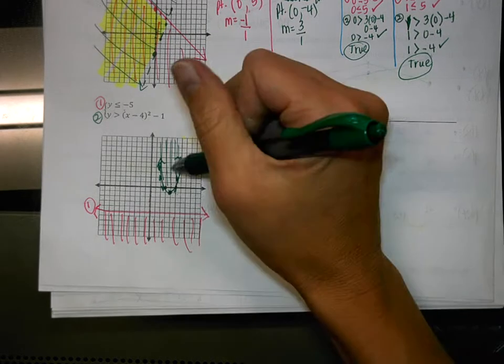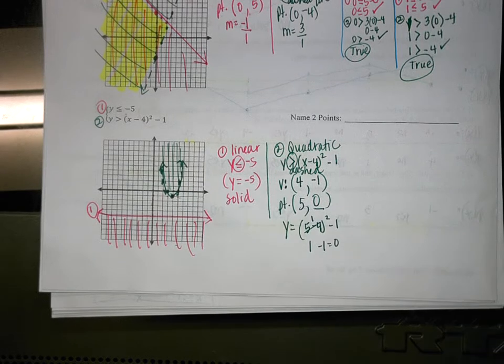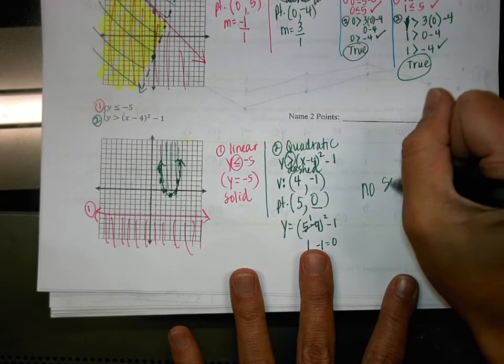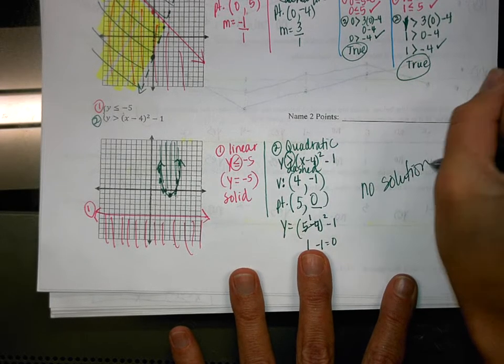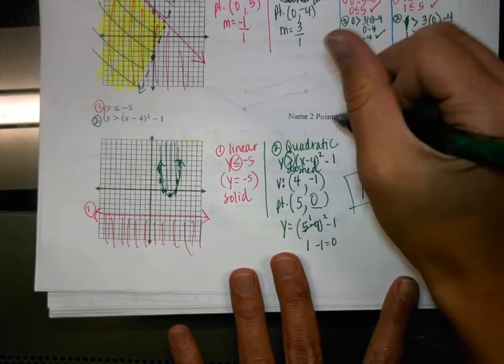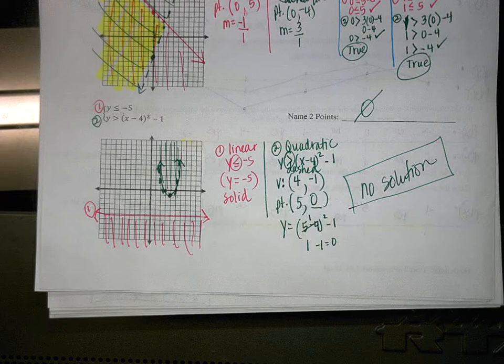If you look at the shading here and here, does the shading ever intersect? The answer should be no. So this answer is no solution. There's no solution where these two graphs' shading intersects. And when you're naming points, there are none. So that's also a no solution. All right, we're going to go ahead and turn to the next page.